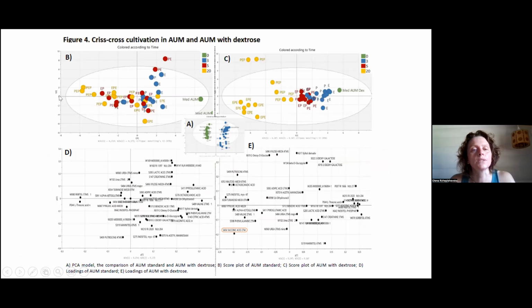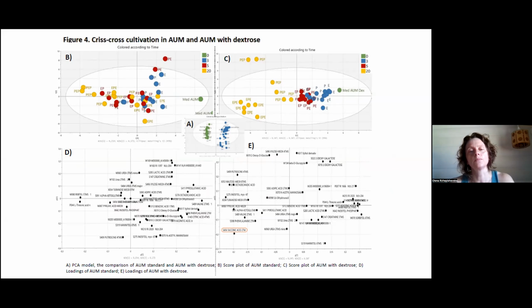This is like a messy picture, but I hope first you will focus on this small one, because it's an analysis of the PCA. Actually, a very strong separation for the PCA, principal component analysis, of the samples of this experiment analyzed by metabolomics. So the green one is the AUM without any dextrose, and the blue one, AUM with dextrose. Clearly, bacteria grew differently in that.